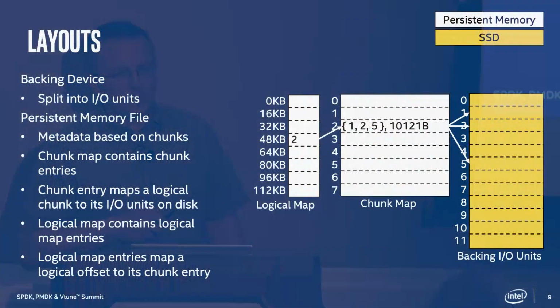And this matches how most of the NVMe SSDs today are implemented anyways, where if you try to do sub-4K, it's going to do read, modify, write. So we really want to read and write in 4K chunks. And then we have the persistent memory file.